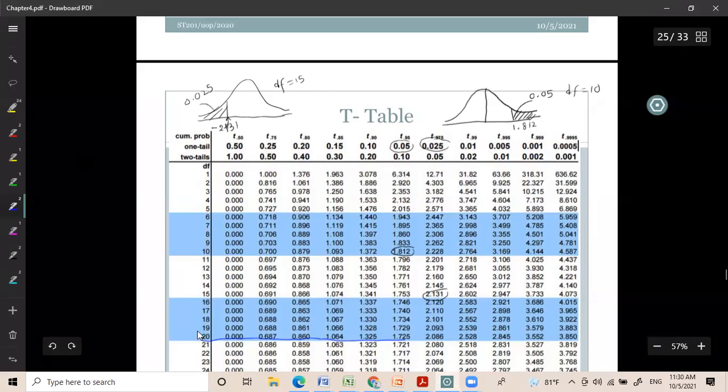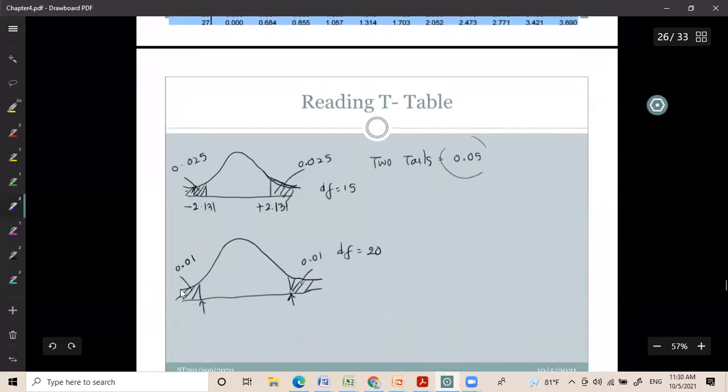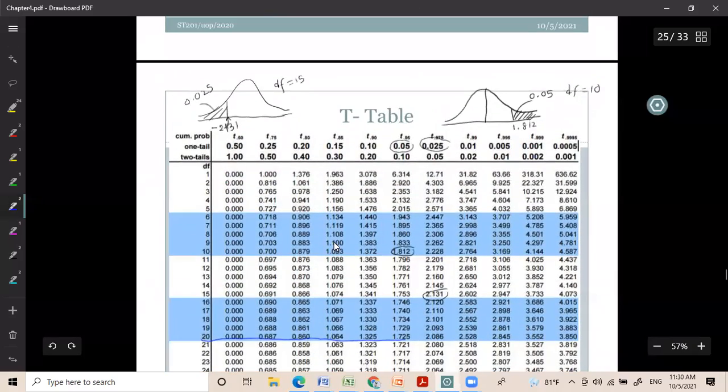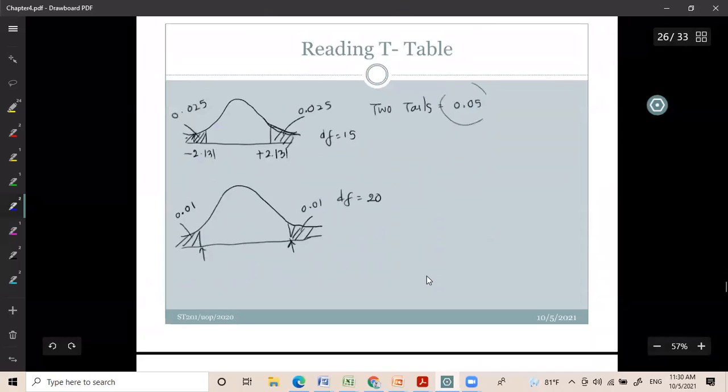One tail 0.01, so both tails 0.02. Okay. So here's the column. What is the value? 2.528. Okay, 2.528. So this is negative 2.528, positive 2.528.